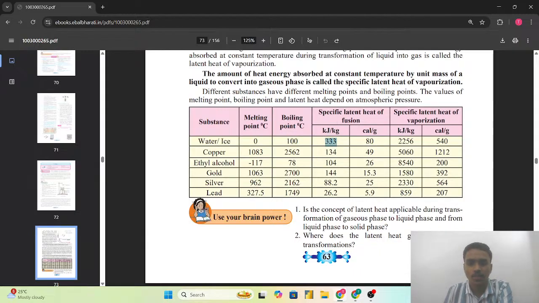The specific latent heat of fusion is 333 kilojoule per kg, that is 80 calorie per gram, and the specific latent heat of vaporization is 2256 kilojoule per kg, that is 540 calorie per gram. In the numericals, the specific latent heats of fusion and vaporization are given along with their values.